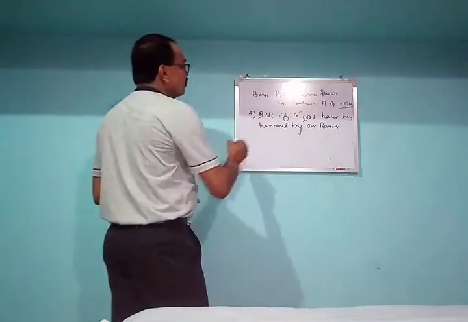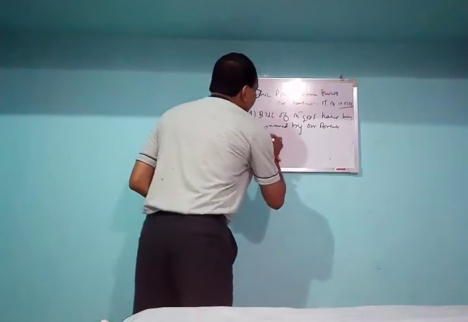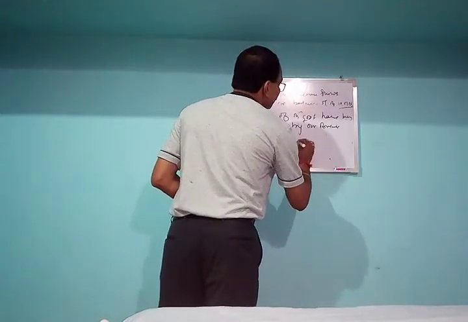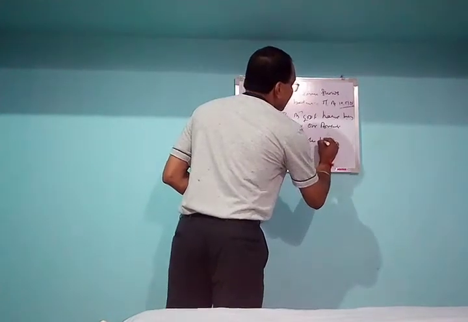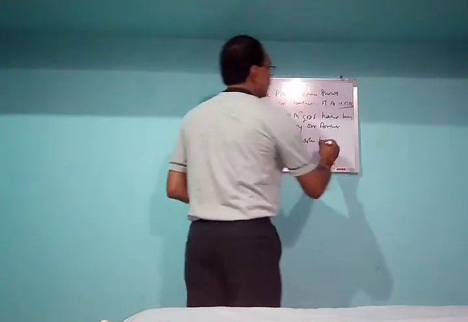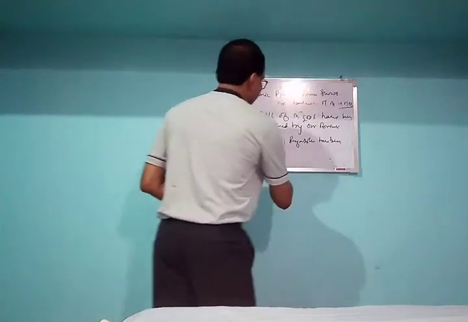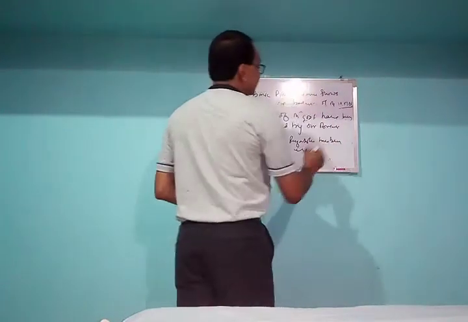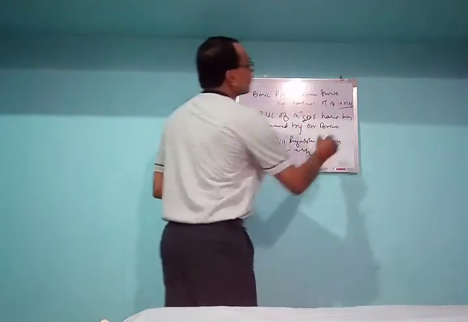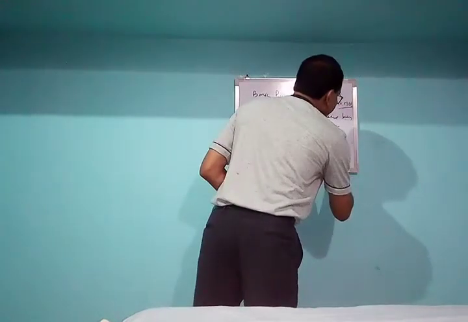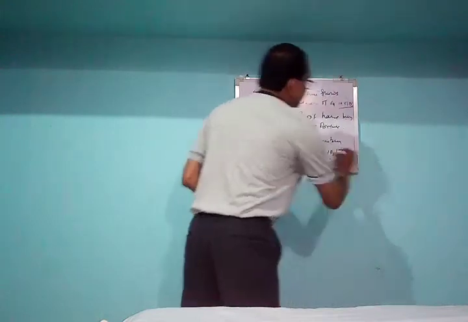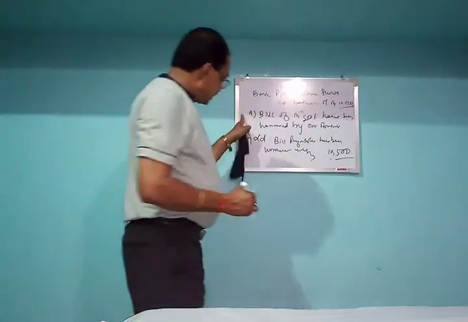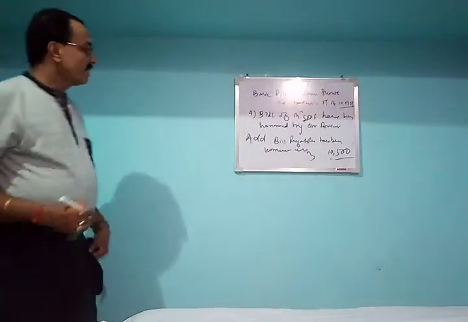So what we have to do is again add bills payable honored by the banker. If we add this 500 to 10,000, our figure comes to 10,500. This is the cash book balance with this communication gap.